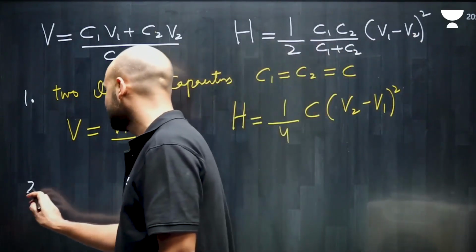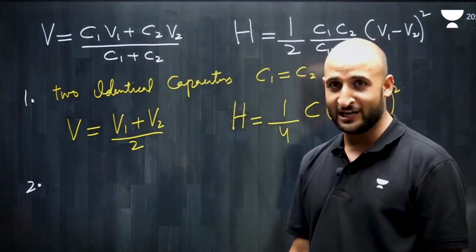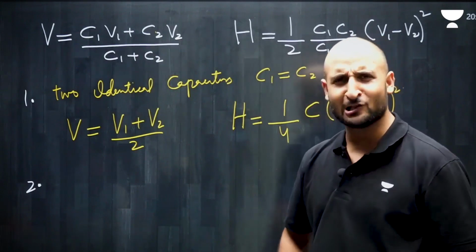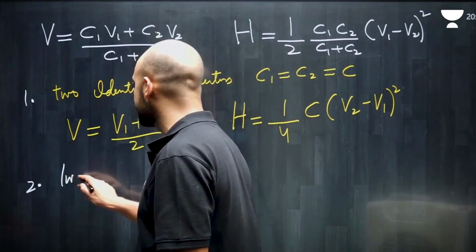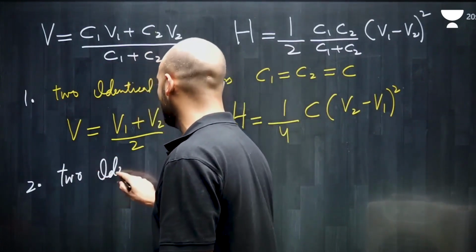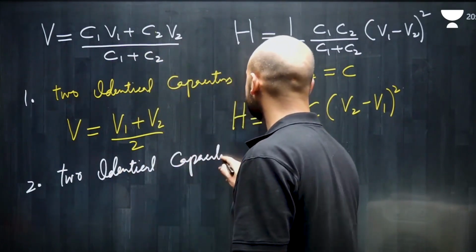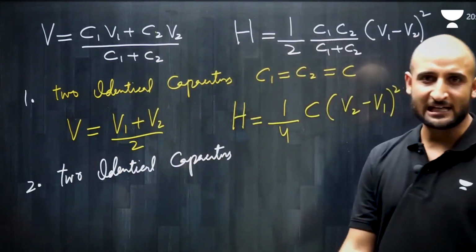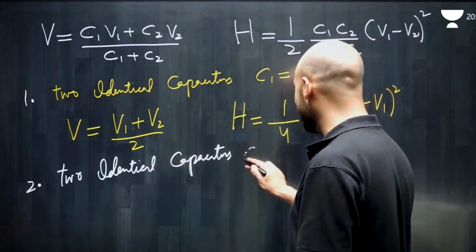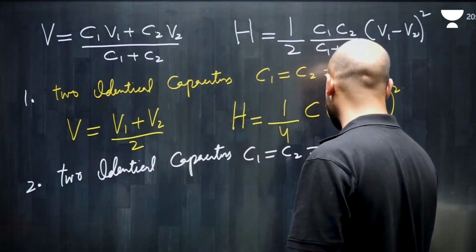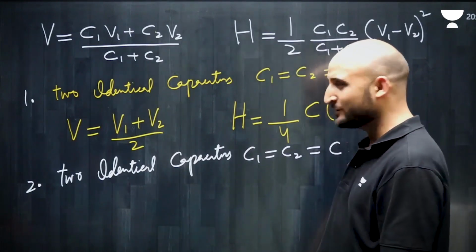Case number 2. This case is very common in your competitive examinations. You'll find a hell of a lot of problems asked on this case. Again, you have two identical capacitors, that means C1 is equal to C2, and that's equal to C.